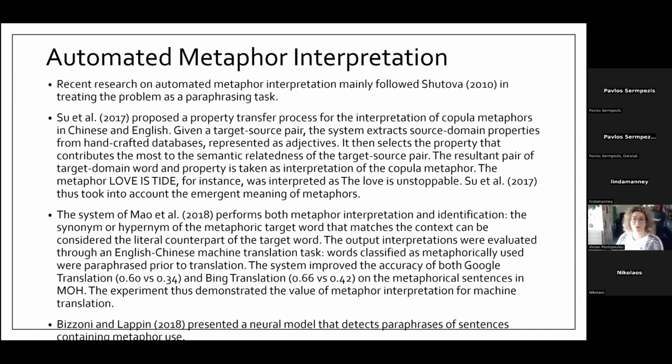For automated metaphor interpretation, recent research followed Shutova in treating the problem as a paraphrasing task. Su et al. proposed a property transfer process for the interpretation of copula metaphors in Chinese and English. Given a target source pair, the system would extract source domain properties from handcrafted databases, represented as adjectives. It then would select the property that contributed the most to the semantic relatedness of the target source pair.